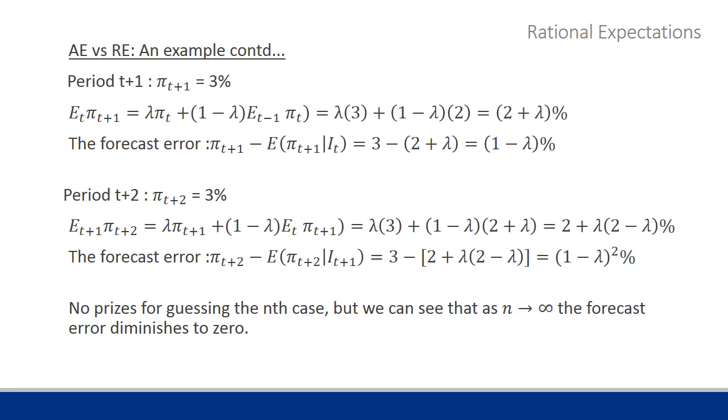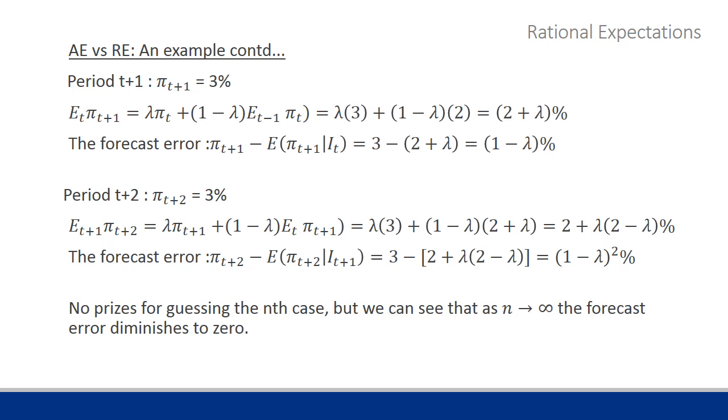In the next period, we have pi t plus 2 is still equal to 3%. Our expectation of pi t plus 2 is lambda times pi t plus 1 plus 1 minus lambda times the expectation of pi t plus 1. So lambda times 3, what it was, plus 1 minus lambda times what we thought it would be. And that happens to be 2 plus lambda, which is given here. When we simplify these two terms together, we have that the expectation of pi t plus 2 is equal to 2 plus lambda times 2 minus lambda percent.